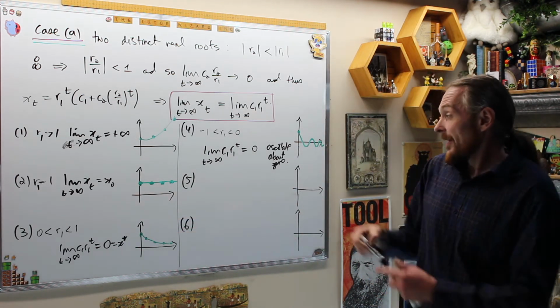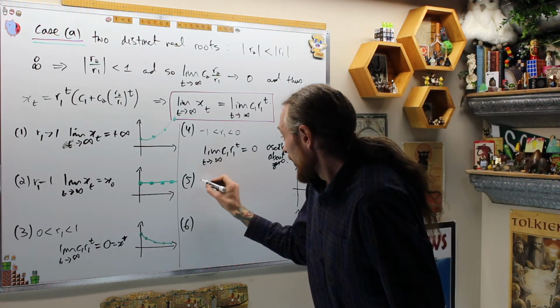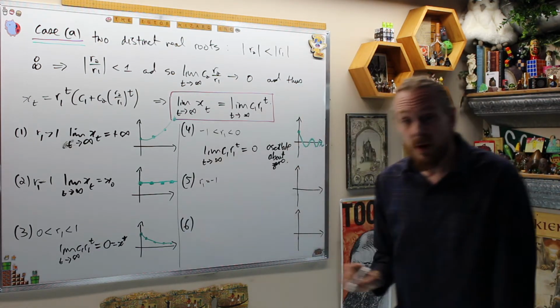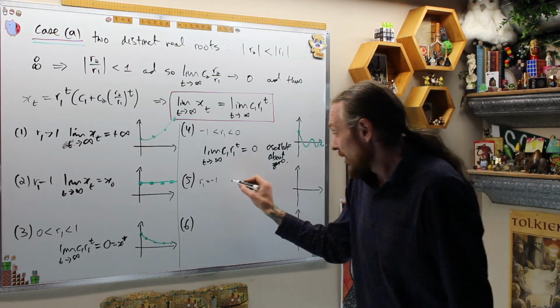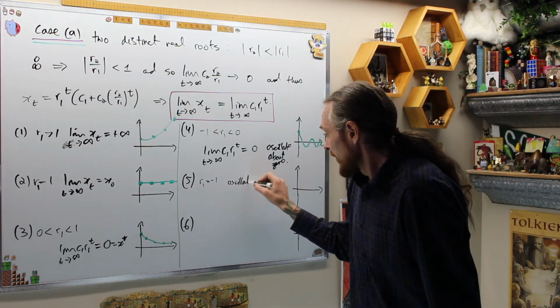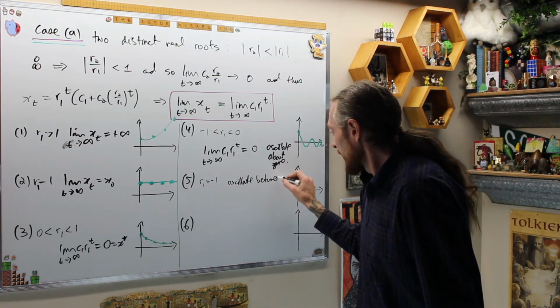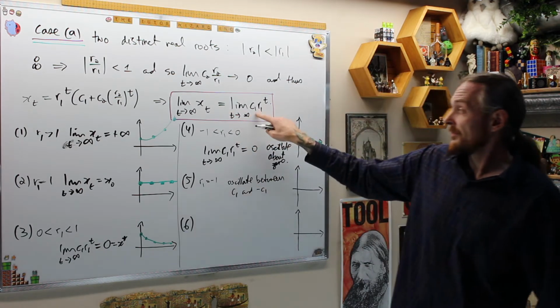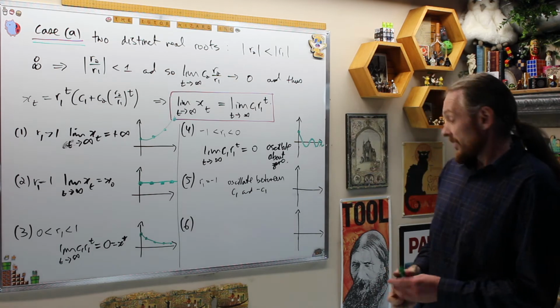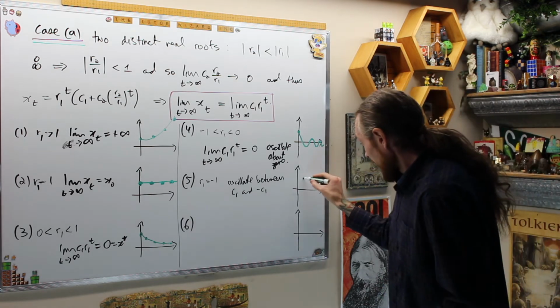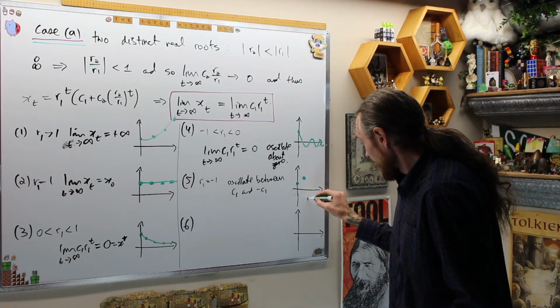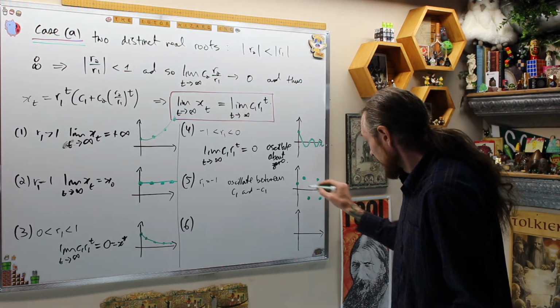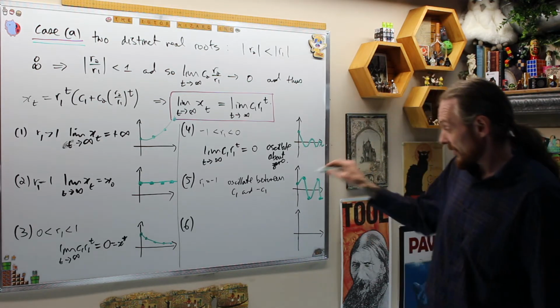In number 5, what we have is if r1 is exactly equal to negative 1, then we're going to oscillate between c1 and negative c1, those two guys. And what's going to happen there is we will just have a constant wherever we started. It will just end up going c1, negative c1, c1, negative c1, and we'll just get flipped back and forth between 2 values.